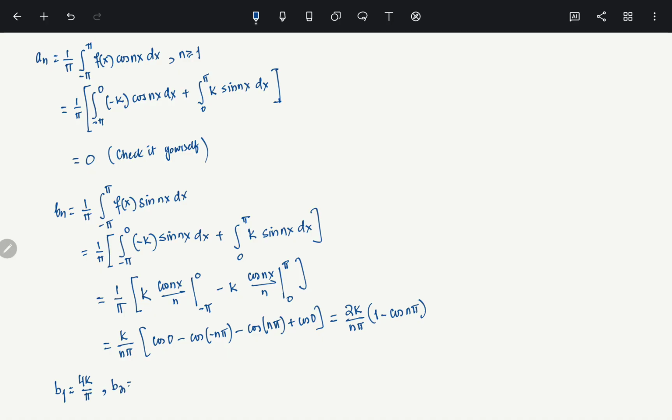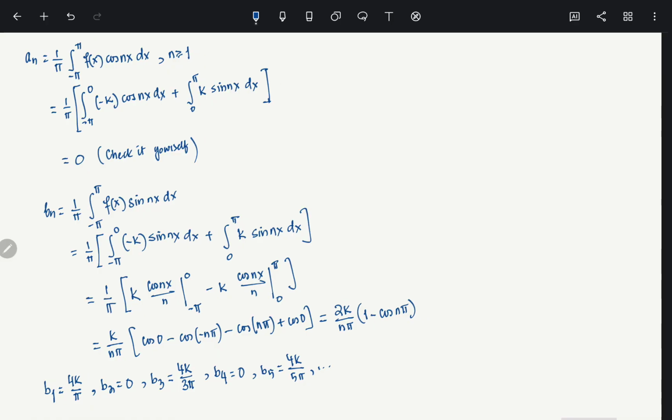And b2, n equals 2, is even in this case, so if we just put it there, it becomes 0. It will be cosine 2 pi, which is going to be 1, and then 1 minus 1 is 0. So basically all the even terms are going to be 0, and odd terms are going to get some values. So b3 becomes 4k by 3 pi, clear? And then b4 is again going to be 0, and then b5 is going to be, of course you don't have to write everything, but for now I'm just writing a few terms, but you can go on. And you do realize that that will give you a series.